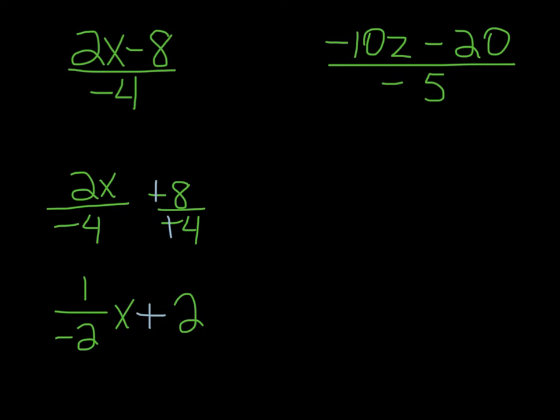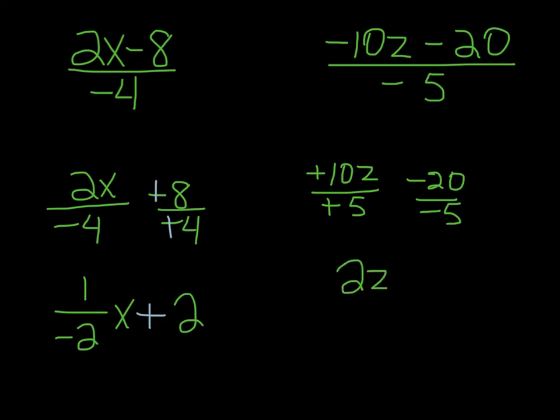Okay, last one for this lesson to take a look at. Okay, we're going to pull it apart. Negative 10z over negative 5. And then we have negative 20 over negative 5. Okay, so in this first term we have negative over a negative, which turns positive. 10 divided by 5 is 2, and then we have our z. Now we have a negative divided by a negative turns positive, so we're going to put our plus sign here, and 20 divided by 5 is 4, and that is the solution.